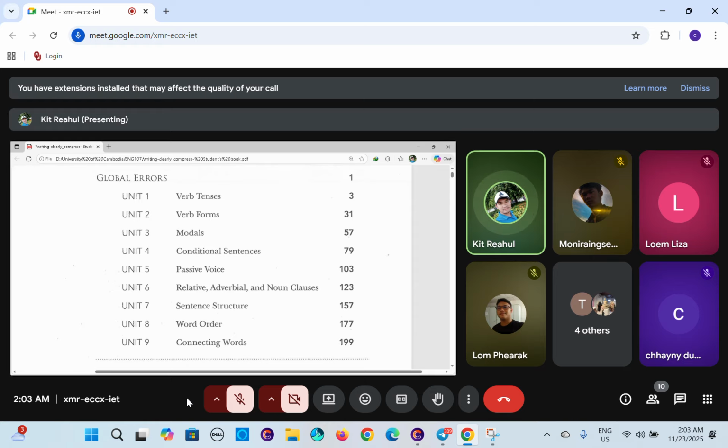We use modals to talk only about something related to the speaker's opinion or attitude. If something is a fact or something that is true, we don't use modals.